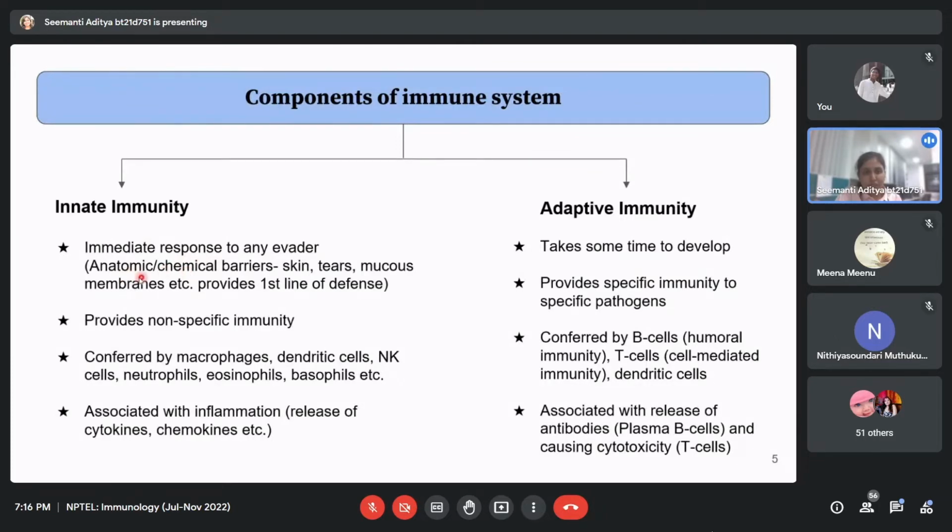Those immediate responses are first provided by the anatomic and chemical barriers of our body, which include skin, tears, the mucous membranes, etc. So this provides the first line of defense.